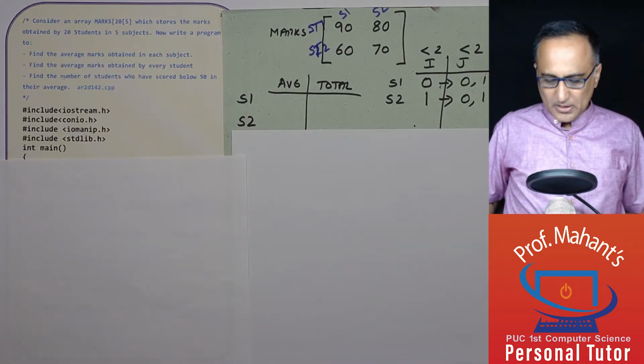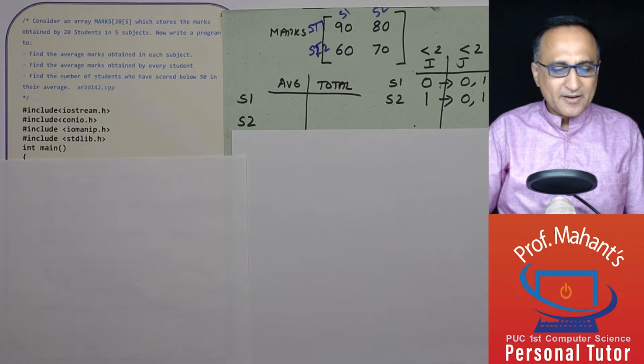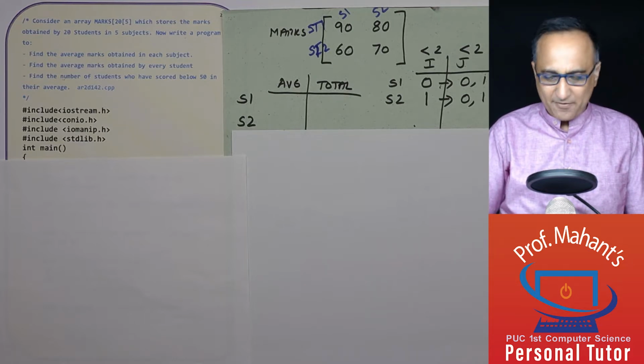Number 2, find the average marks obtained by every student. Number 3, find the number of students who have scored less than 50 in their average.